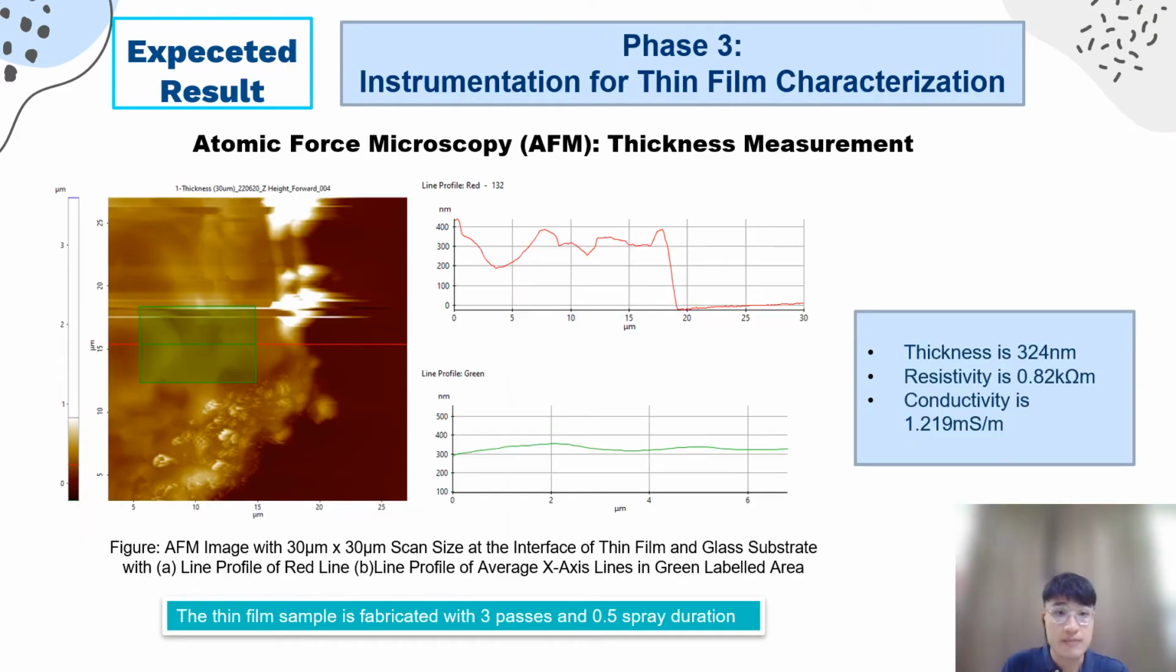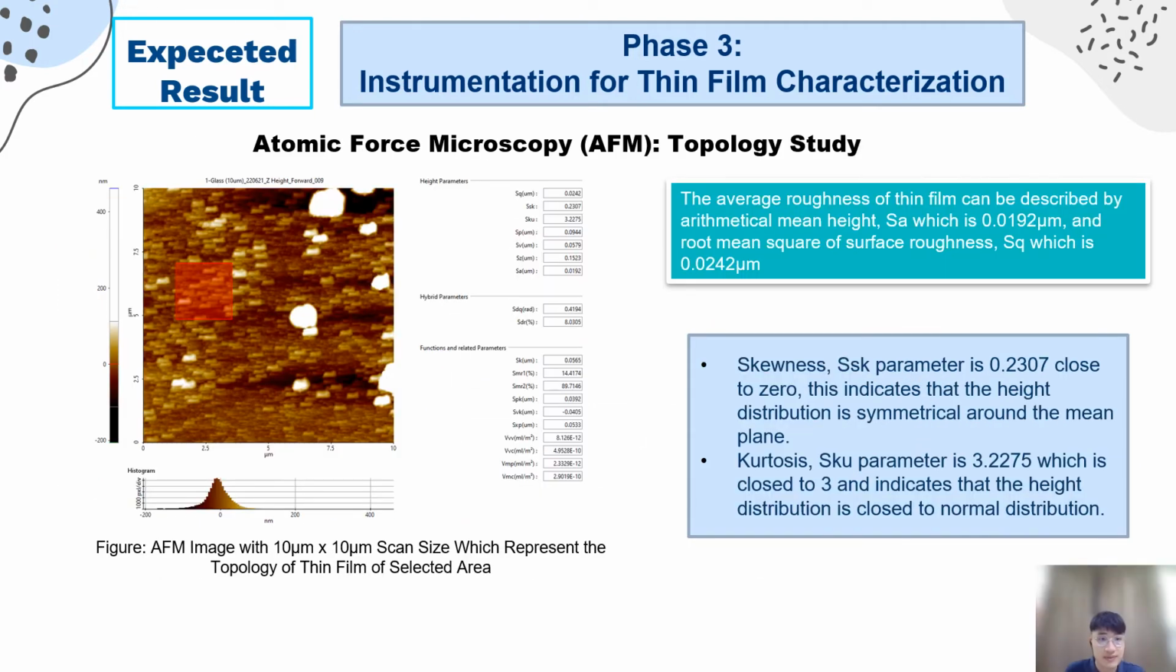And this is an FM image of one of the samples that has been sent to the laboratory, and this sample is fabricated with 3 passes and 0.5 spray duration. The average thickness is 324 nanometers, thus the calculated resistivity is 0.82 kilo ohm meters, and conductivity is 1.219 millisiemens per meter. This is the surface topology of the samples.